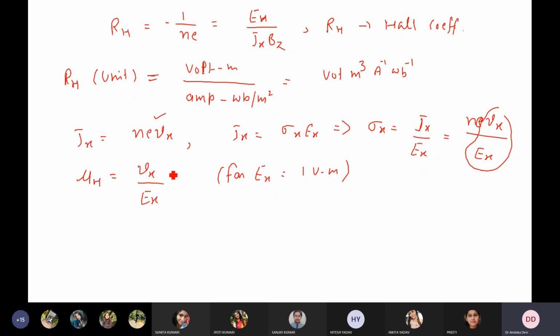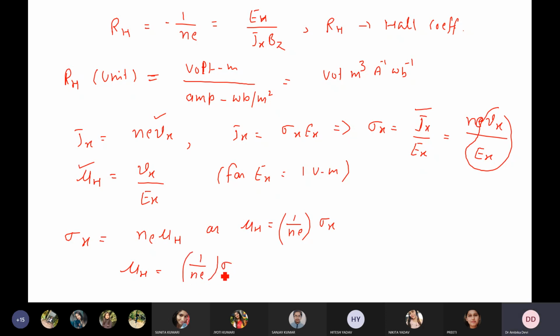So if you put this mu h in this equation, then sigma x is equal to Ne mu h, or you can say that mu h is equal to 1 upon Ne into sigma x. In general, if we are talking in 3 dimensions, then mu h is equal to 1 upon Ne into sigma. Sigma is the conductivity. Okay.